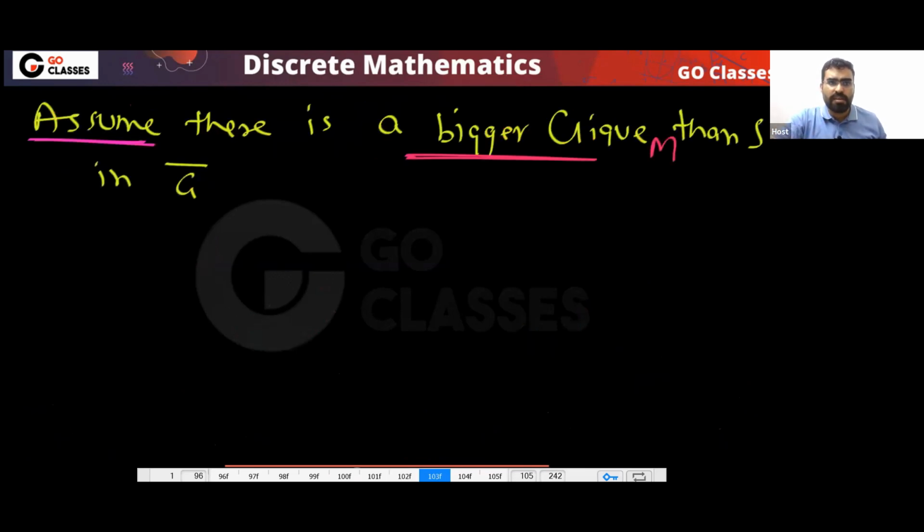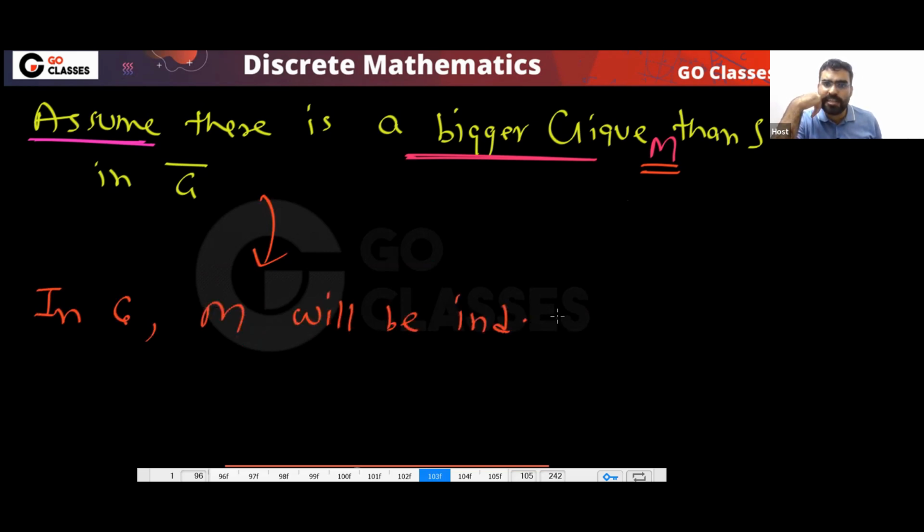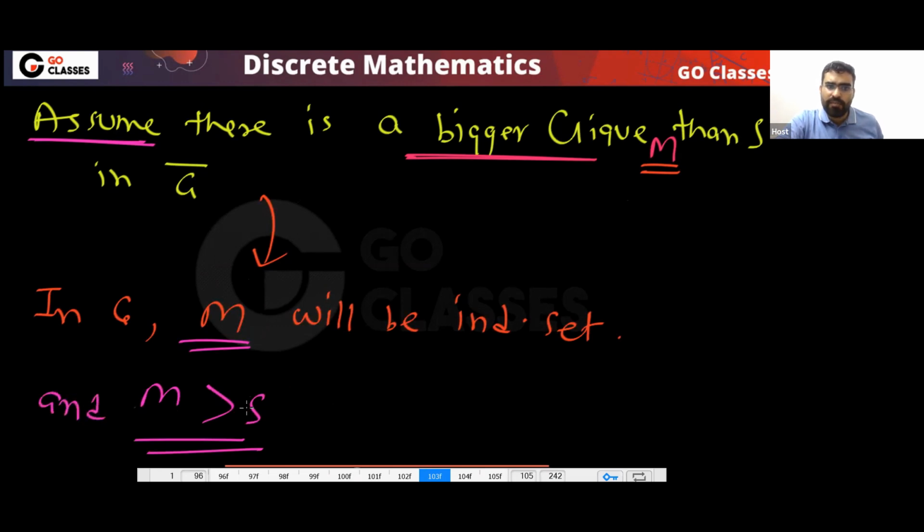Now assume there is a bigger clique than S. Now what will happen? If there is a bigger clique than S, then in G, what will happen? This M will be an independent set. Yes or no? This M will be an independent set, and M has size greater than S. So there is a contradiction. What is the contradiction?